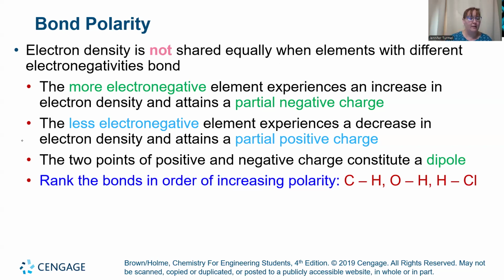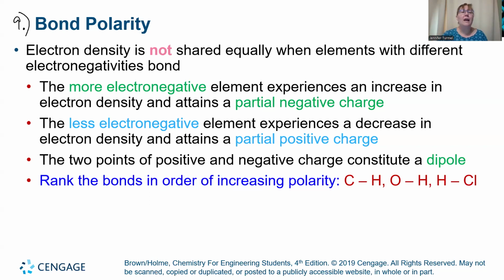All right, now let's look. I mentioned bond polarity. All right, and we are up to slide 9. Okay, and I'm going to pause for about 30 seconds. So electron density is not shared equally when elements have these different electronegativities. Basically, the more electronegative element experiences an increase in electron density. So that means that we're pulling them closer to themselves and it has a partial negative charge. The less electronegative element experiences a decrease in electron density and attains a partial positive charge. Okay, and this makes this little dipole.